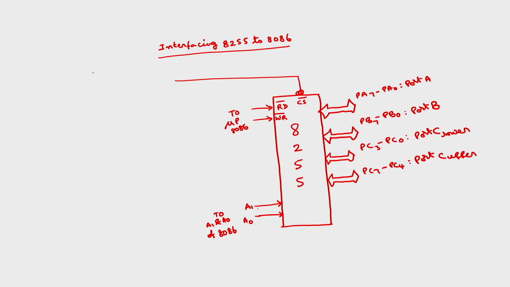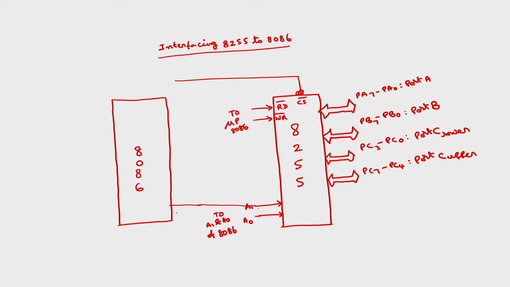So here we have 8086. You simply connect these two, A1 and A0 of 8255, to A1 and A0 of 8086. This you connect to read bar of 8086, and write bar of 8086. Now how to find out this chip select signal?